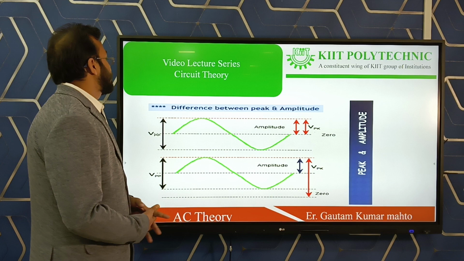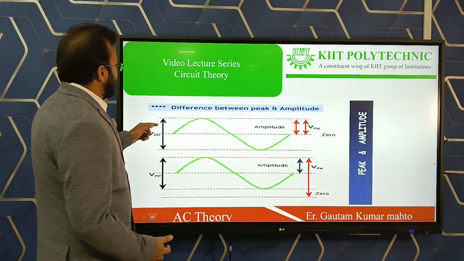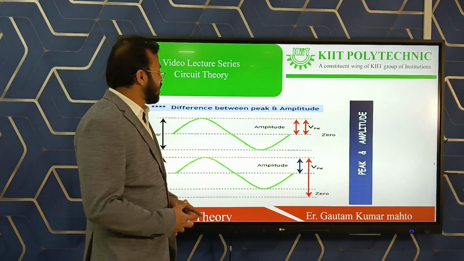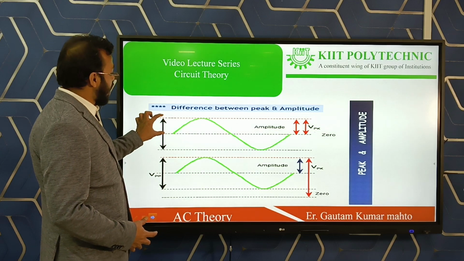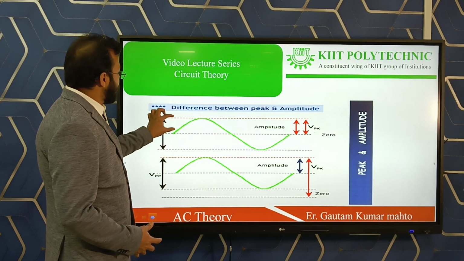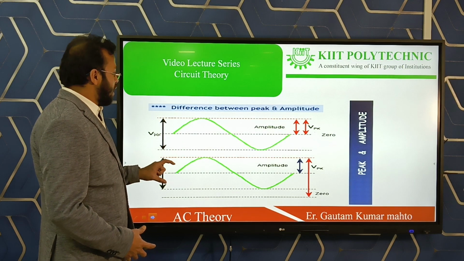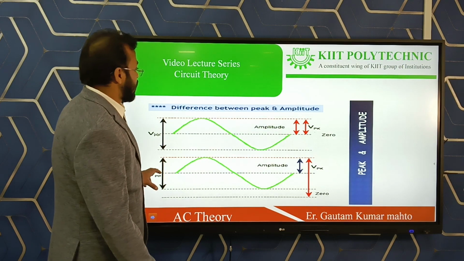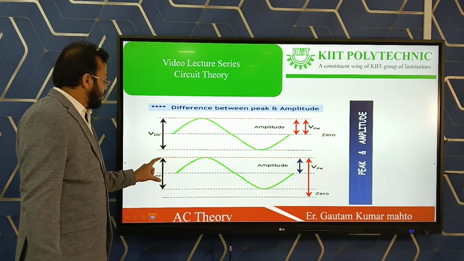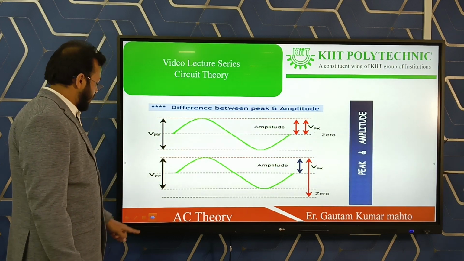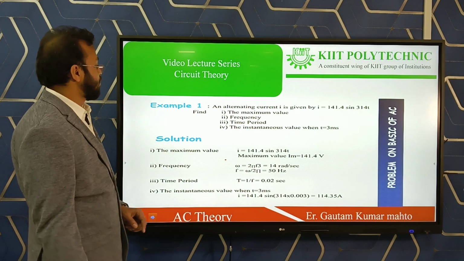So now we'll see the waveform. Here you can see the waveform is sinusoidal in nature, and the maximum displacement is the amplitude and peak value, and this is your peak to peak value. Here you can see the peak to peak value is from the positive maximum to the negative maximum.